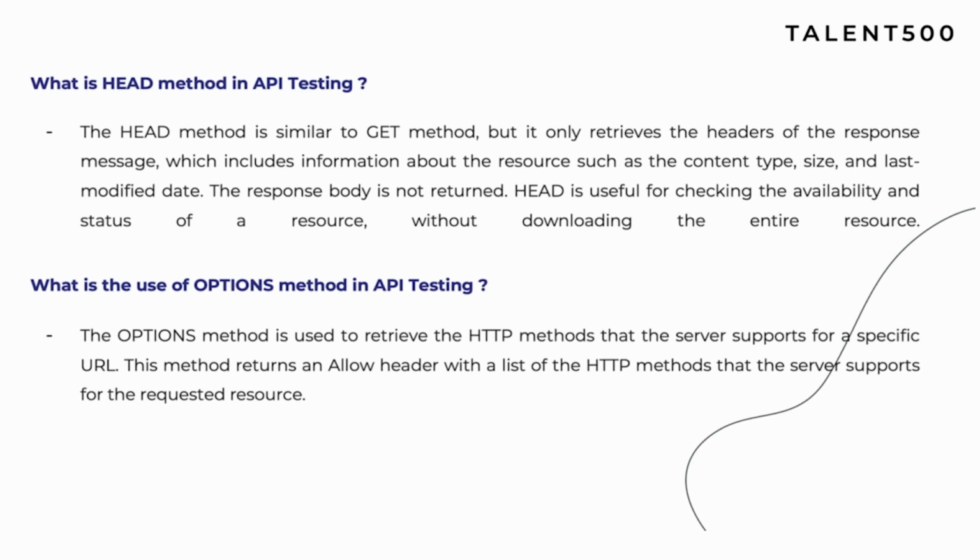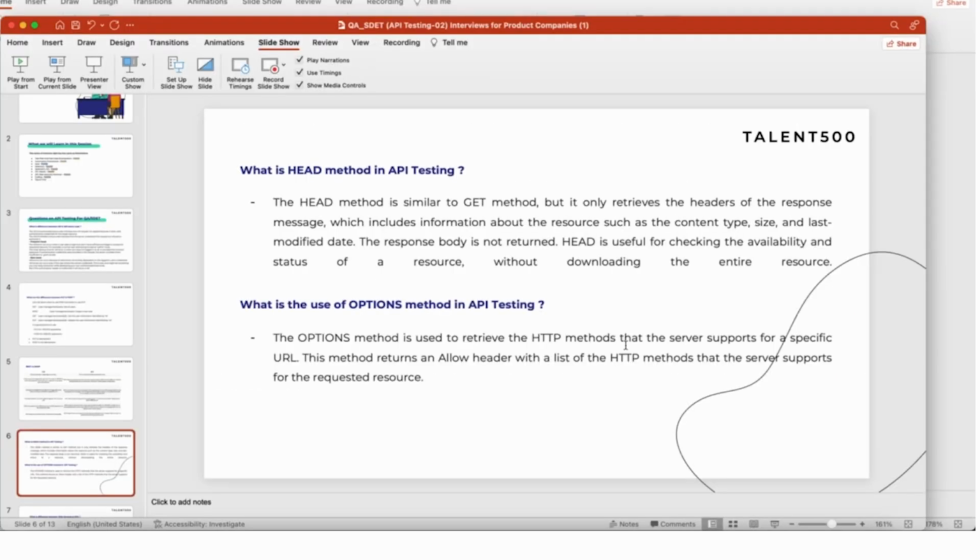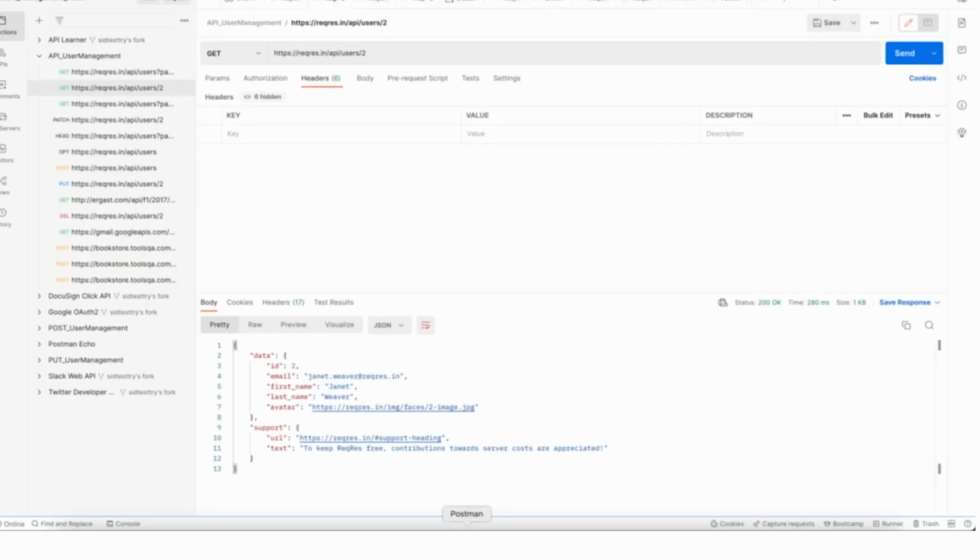Now the second one is, what is the use of the OPTIONS method in API testing? The OPTIONS method is used to retrieve the supported HTTP methods. For example, say you have an endpoint and you want to know what types of API methods this endpoint supports. Then you will hit OPTIONS and it will give you all the supported methods for that particular endpoint. This one also I will show you with an example. It will make more sense for you.